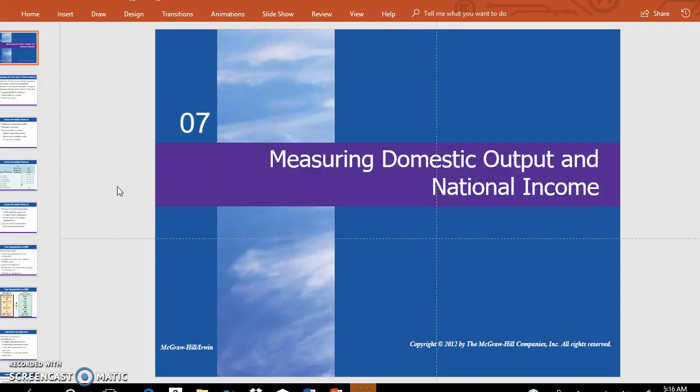This is where we learn to measure the domestic output of an economy and the size of the national income. So this will tell us how to measure the different components of the domestic output and how to add them together to get domestic output, and a related measure of domestic output is national income. We will also calculate national income in this chapter.